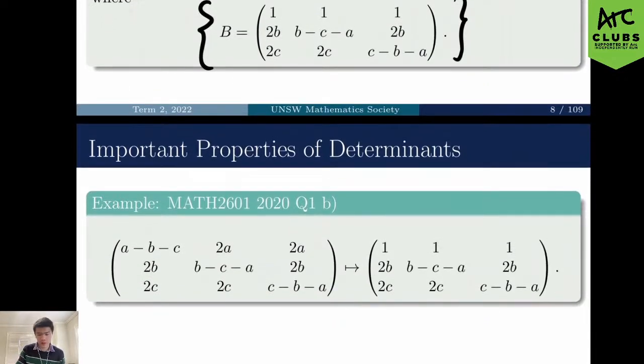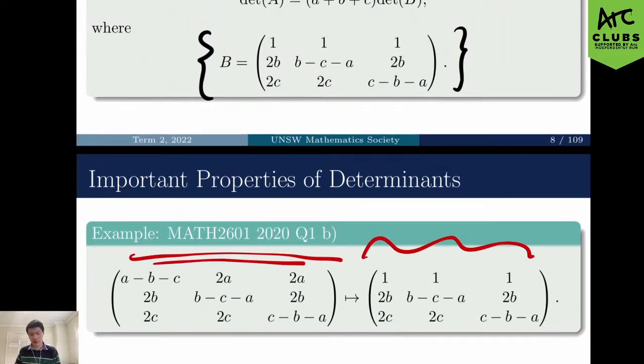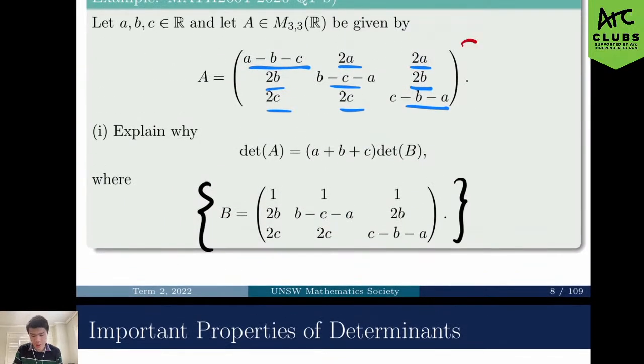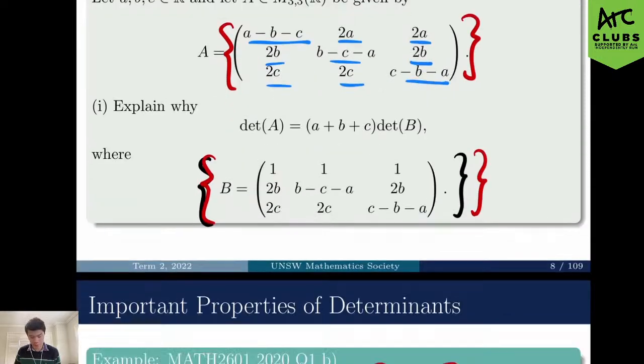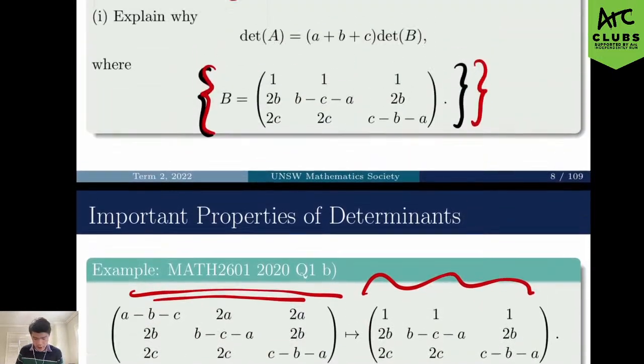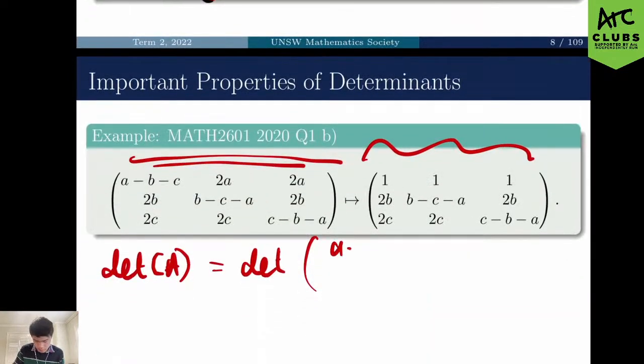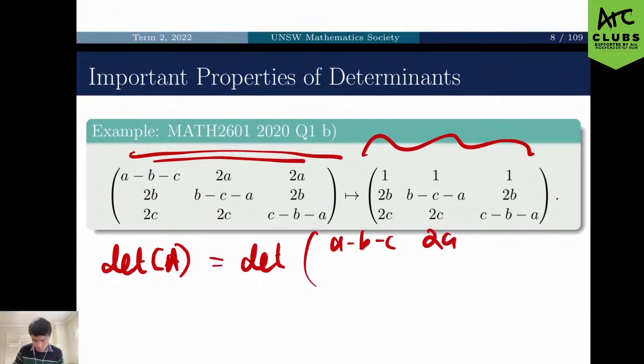So let's just think about what we're trying to do. We're trying to somehow go from this matrix and apply transformations to get to this matrix. Because we want to basically say determinant of A, if we can apply transformation to this and reduce it to B, then we'll end up with a relation linking the determinant of A with the determinant of B. So let's take this, and let's see how we can try to reduce it to this thing.